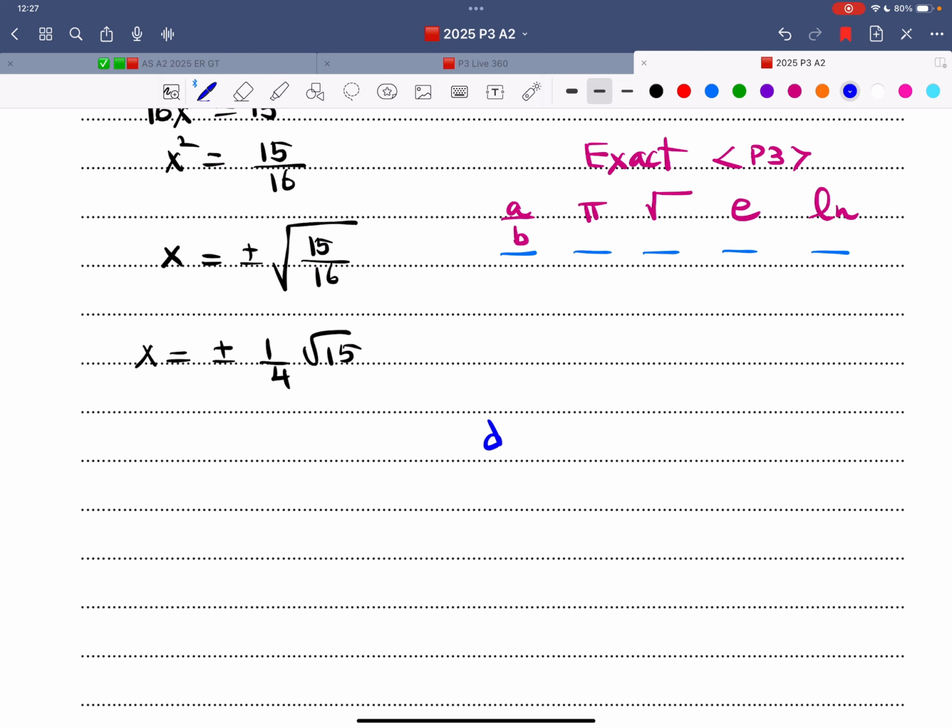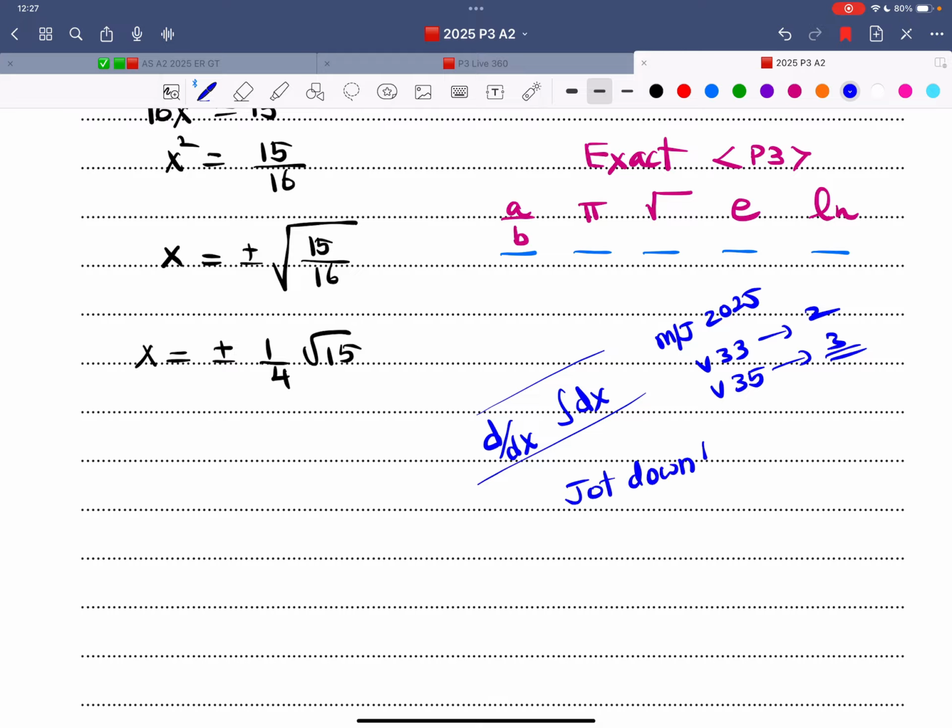So this is differentiation. This is integration. So we discussed May, June 2025, variant 33, variant 35 questions related to this. I think there were 2 questions over here. There were 3 questions over here. Go ahead, watch it carefully, jot down, practice, and that is how you will get your A star.